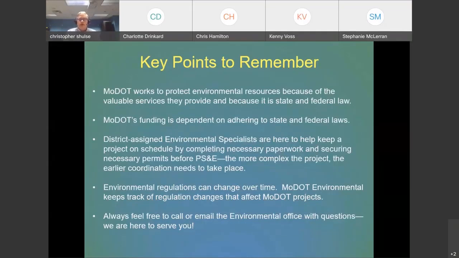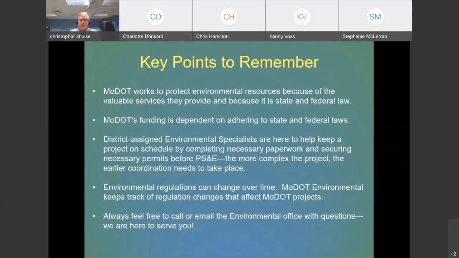We work to protect the environmental resources because of the valuable services they provide, and also to comply with federal and state laws. The funding that we receive is dependent on those laws and complying with them. If we don't comply with those laws, we may lose our funding. There have been instances where we have not complied and Federal Highways has said to stop a project. We definitely don't want that to happen. So please contact our office if things come up.